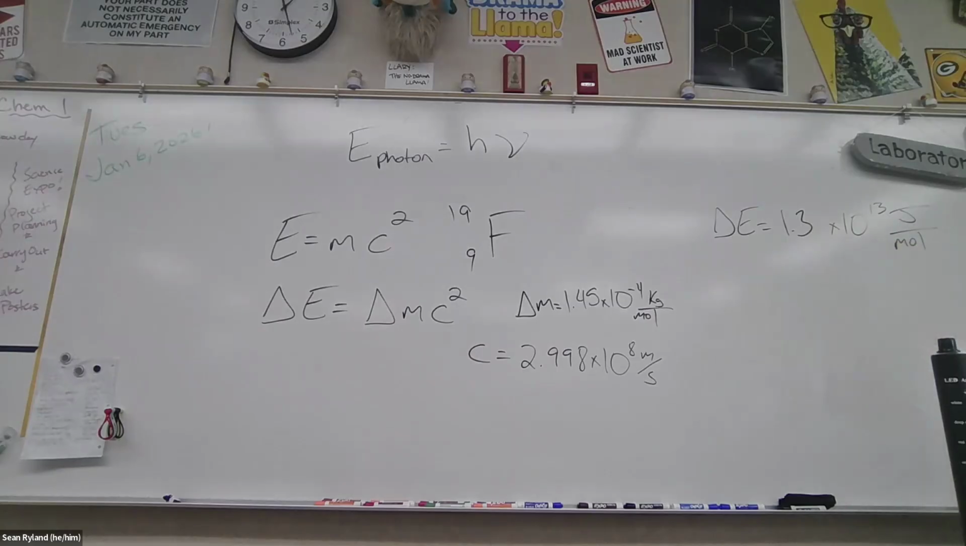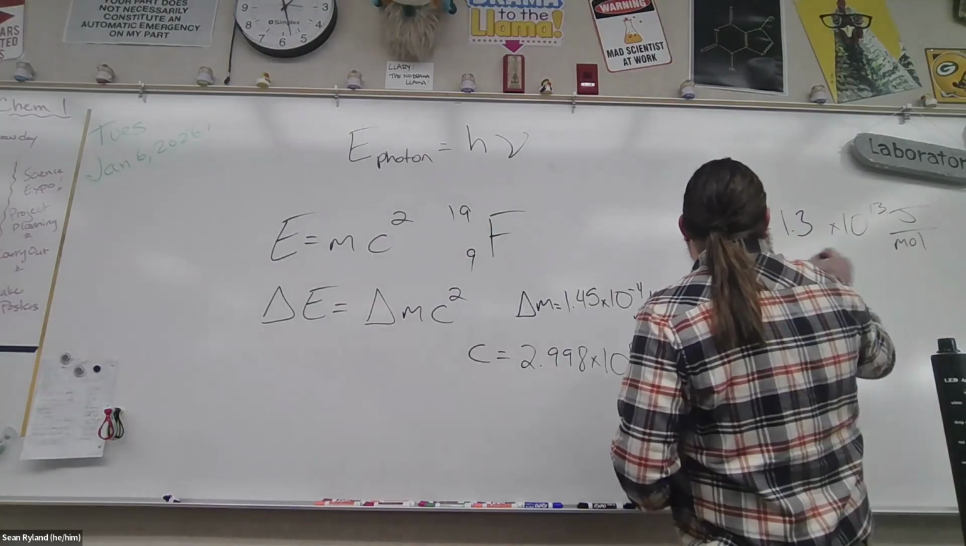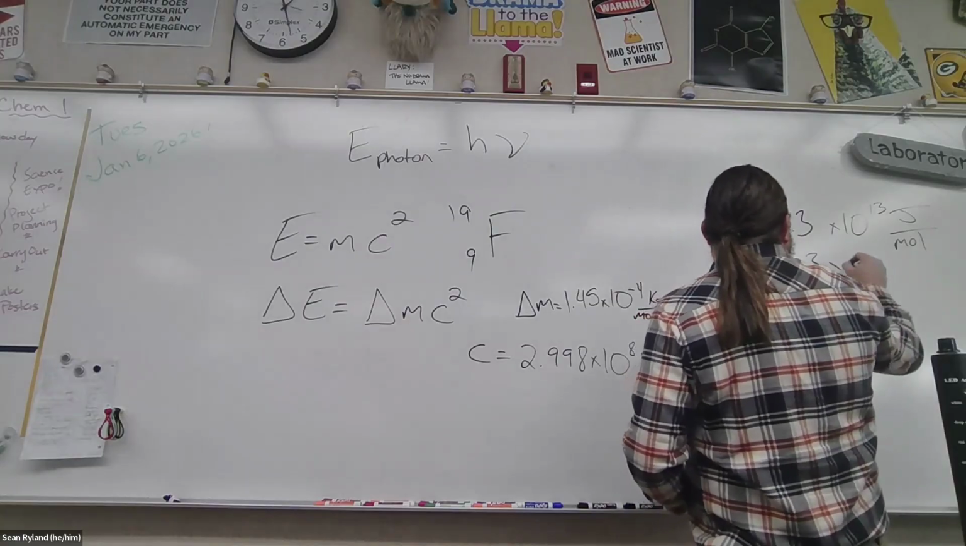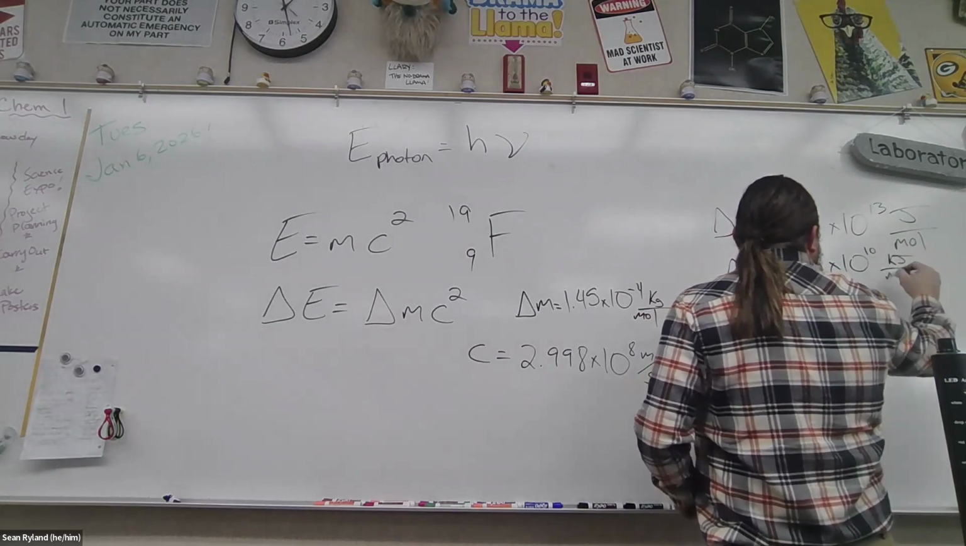Okay, that's a big number, right? How does that compare, though? It's a big number, but we can make any number look big by writing it in the right units. Is it really that large of a number? If we put it in kilojoules per mole, we get 1.3 times 10 to the 10 kilojoules per mole.